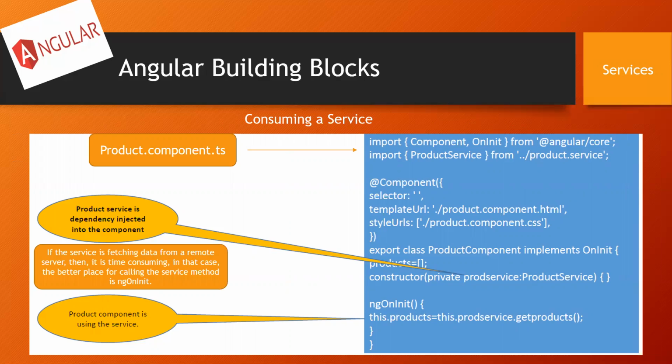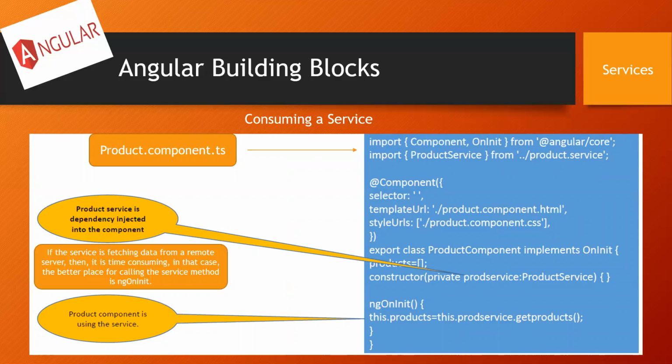After creating a service, now we are consuming it in our component. First of all, we are using import ProductService from the path of the service. So we are importing the product service into the component. Then in our constructor, we are creating a private variable and assigning it to ProductService type, so we are creating an instance.